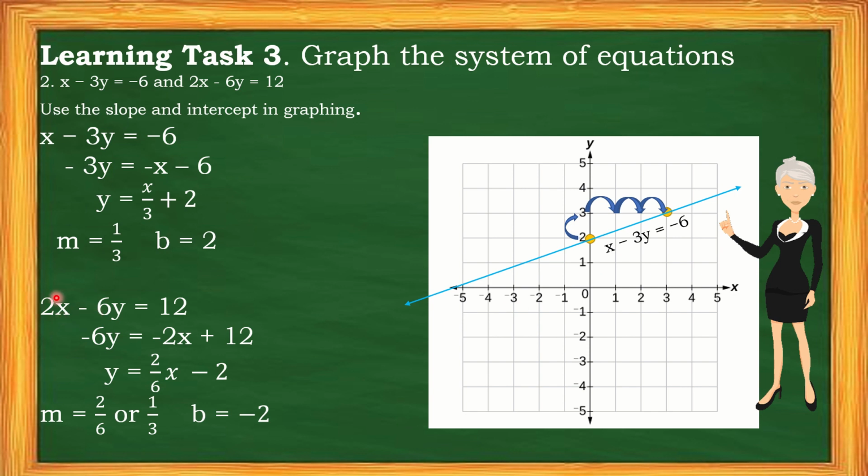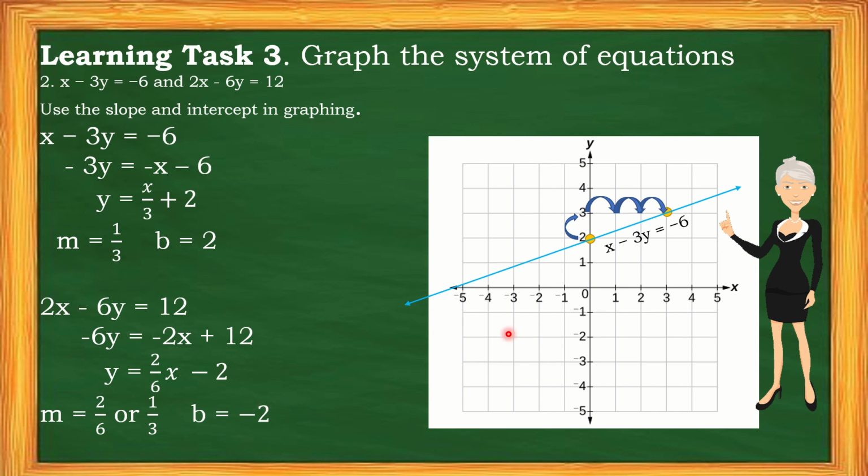We transpose the 2x, so it becomes negative 2x, then plus 12. Let us divide both sides by negative 6. So it becomes negative 2 over 6 over negative 6 or positive 2 over 6. Then 12 divided by negative 6 is negative 2. So our slope now is 2 over 6, or in the lowest term, dividing by 2 over 2, 1/3. And our y-intercept is negative 2.